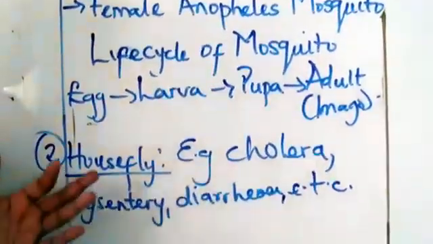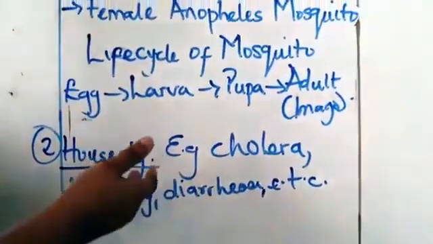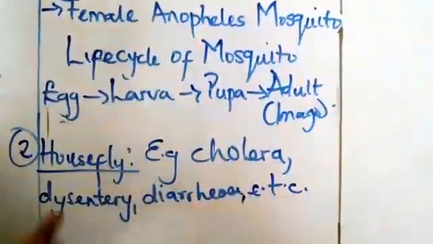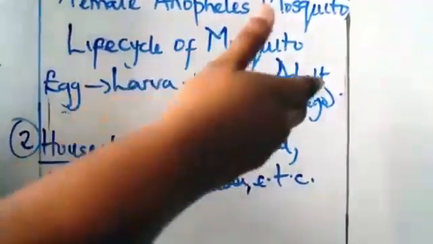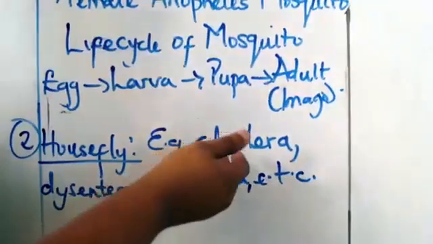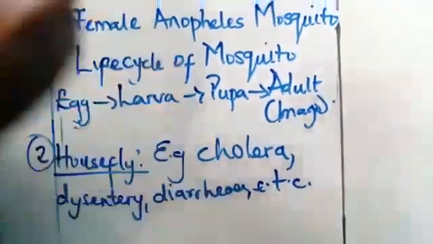Then we also spoke about the second case study, the housefly. Examples of illnesses or diseases that can be transmitted by the housefly to different living organisms are cholera, dysentery, and diarrhea.